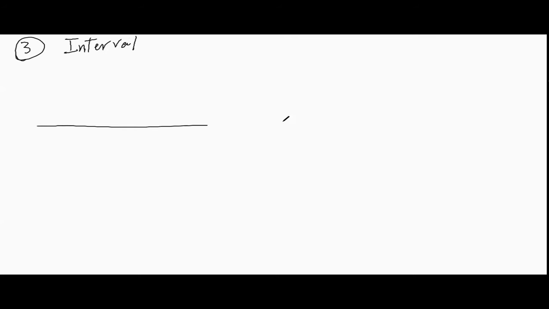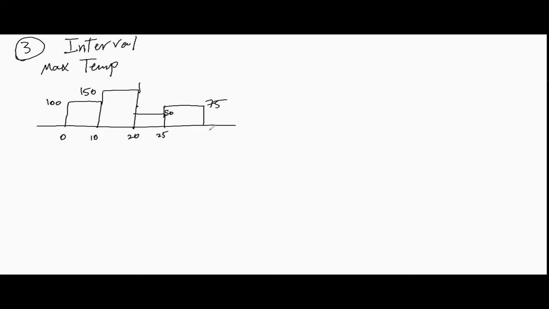So let's imagine that we are thinking about maximum temperature every day. Can I put my days into categories based on how many days? Let's say 100 days, the temperature was between 0 and 10 degrees centigrade. And then we had 150 days that the temperature was between 10 and 20. And we had, let's say, 50 days that the temperature was between 20 and 25, and 75 days the temperature was between 25 and 30 degrees centigrade. Can I categorize the days of the year based on their maximum temperature?